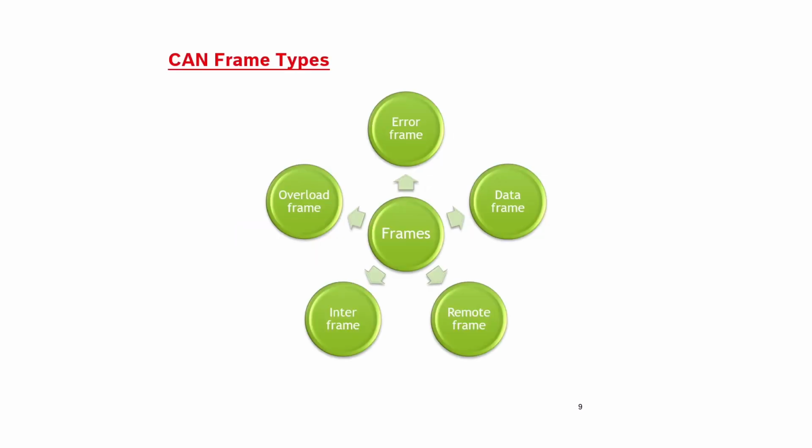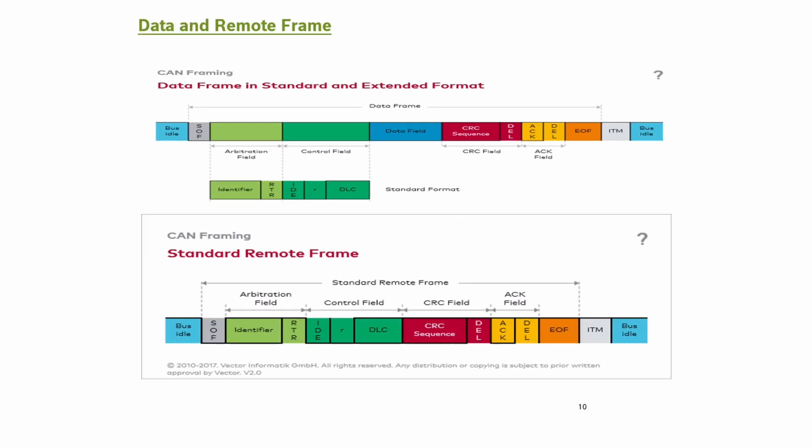Now we move on to the frames that exist in CAN. Every communication protocol has a particular number of frames and a particular standard for each frame. Here we have error frames, data frames, remote frames, interframes, and overload frames. This is the basic frame format of a remote and a data frame. A remote frame requests a data frame. We will discuss it in detail in the next slide.